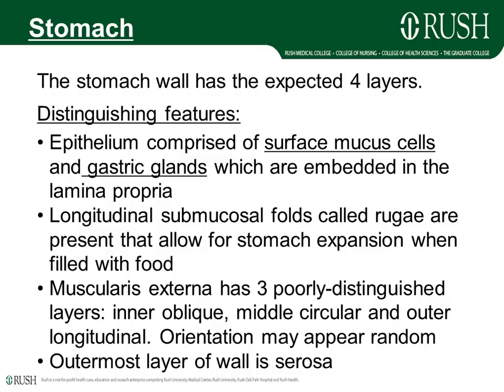And unlike other portions, the muscularis externa does not have two layers, it has three layers. These are typically called the inner oblique, middle circular, and outer longitudinal, but oftentimes they can be difficult to distinguish, as they are in a particular orientation other than the outer longitudinal. So their orientation may appear a little bit random. The outermost layer of the wall is always serosa for the stomach. There's no adventitia here.